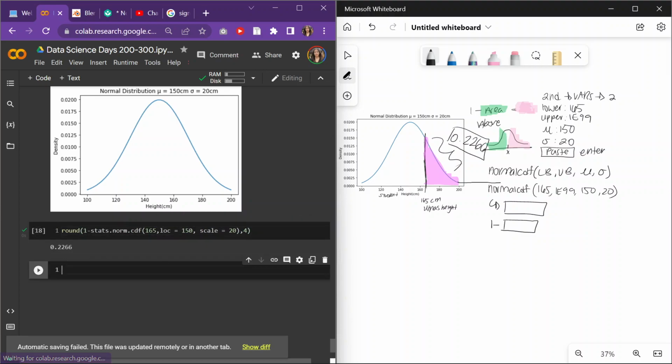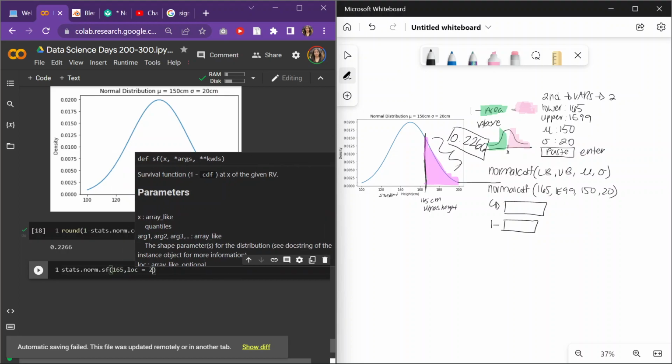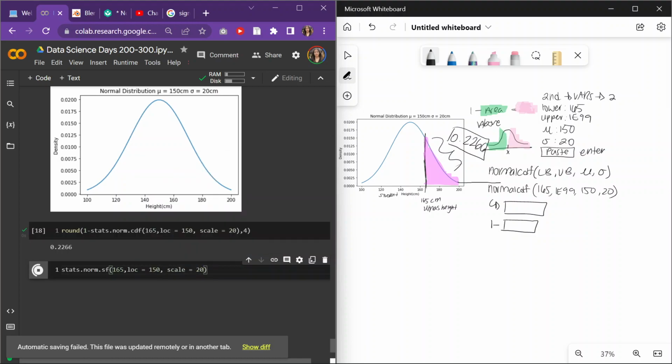Now here's a little trick in Python. Stats.norm.sf is a function that is basically CDF, but the opposite, so you don't have to do 1 minus anything. You put your 165, your location, which is 150, your mean, and then your scale, standard deviation, which is 20, and once you round it to 4 decimal places, it should give you the same answer as subtracting 1 minus that. They were like, okay, subtracting this from 1 every single time is kind of tedious, so we might as well make a function that does that automatically.